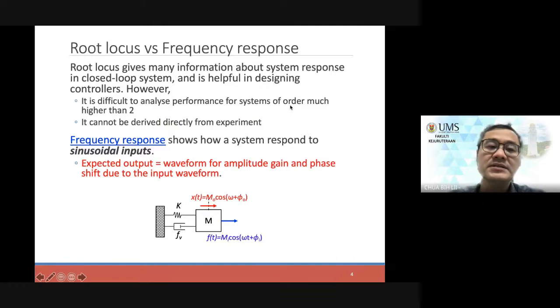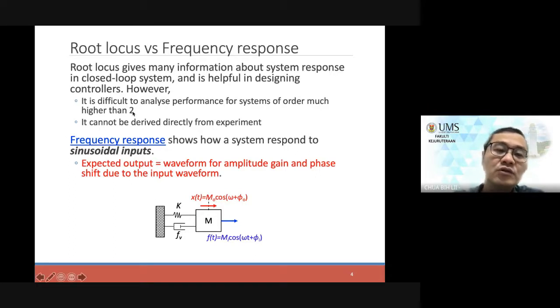So here is the comparison between the root locus and the frequency response, based on the books. Here they say that root locus may give a lot of information because we understand the S plane, and root locus provides a more understandable visual aid. However, when we want to analyze the performance of a system of much higher order, much higher than 2, and when we deal with problems that are not directly obtained from theory, we would like another way of analyzing it, in terms of frequency.